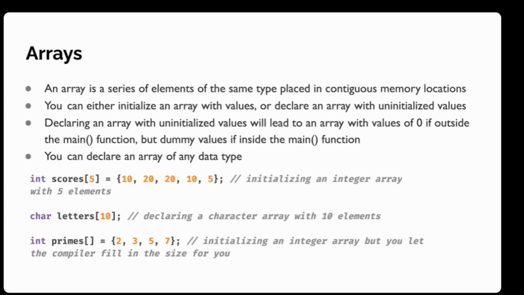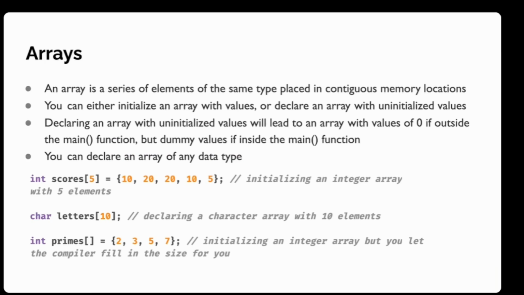Okay, so an array is a series of elements of the same type placed in contiguous memory locations. You can either initialize the array with values or declare it with uninitialized values. Declaring an array with uninitialized values will lead to an array with values of 0 if it's outside the main function. But if you put it inside the main function, it'll be absolute gibberish.